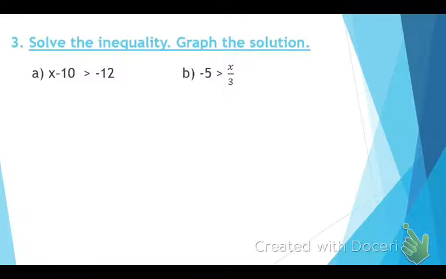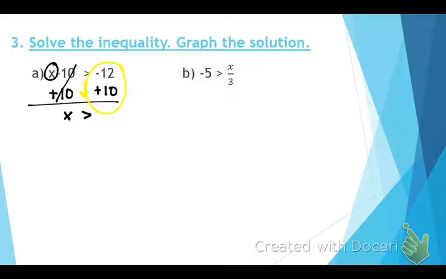Solve the inequality and graph the solution. Adam, identify the variable. X. What is not allowing x to be alone? Subtract by 10. How do I get rid of subtract by 10? Add by 10. I have to add by 10 on both sides. Negative 10 and positive 10 will cancel out. On the left, all I'm left with is that x. Remember, you want to drop down your inequality symbol directly below is greater than. Now, Adam, if you would focus on this, what is negative 12 plus 10?